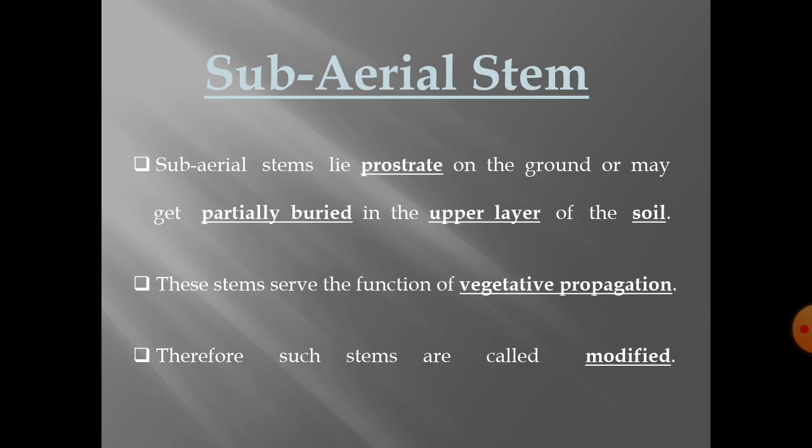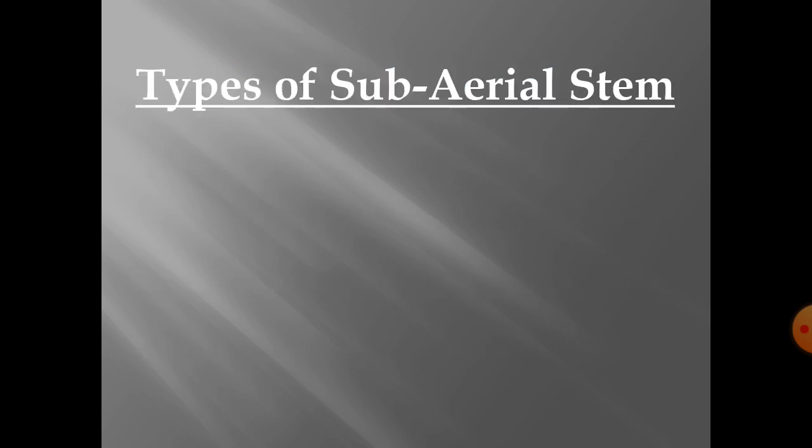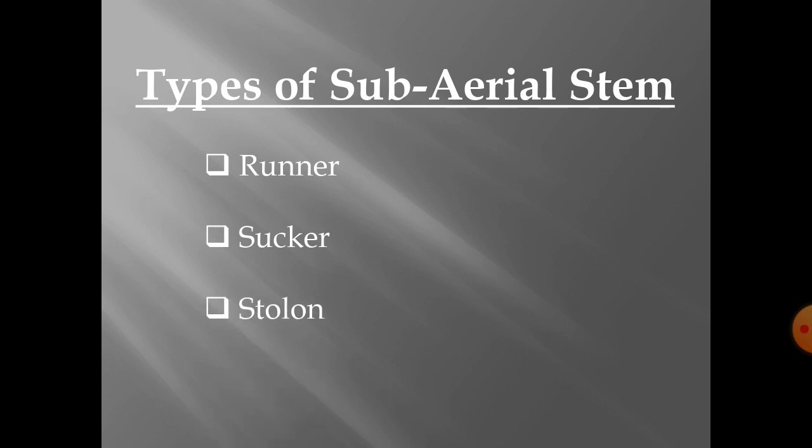Now, moving on to the next slide. Types of subaerial stem. Dear students, subaerial stems are of four basic types. These are number 1, runner, number 2, sucker, number 3, stolon, and the last, number 4, offset. Now we will discuss one by one. First, runner.